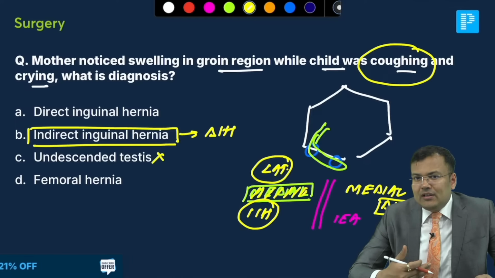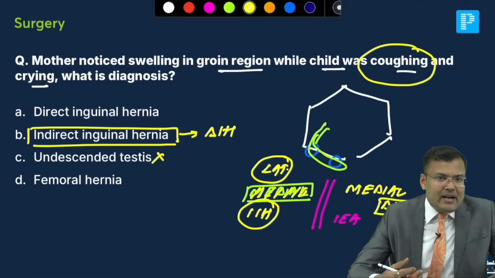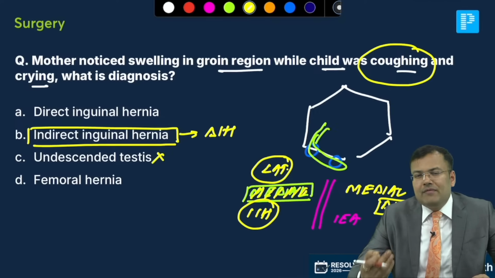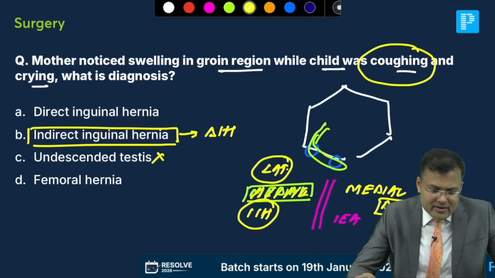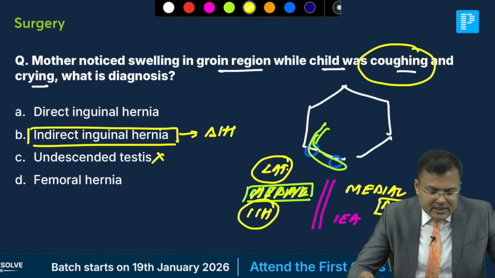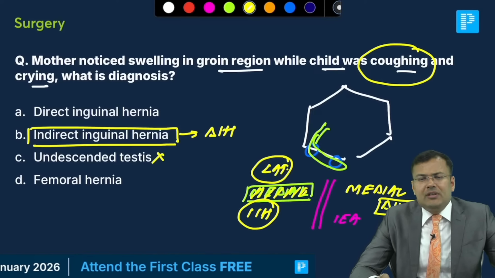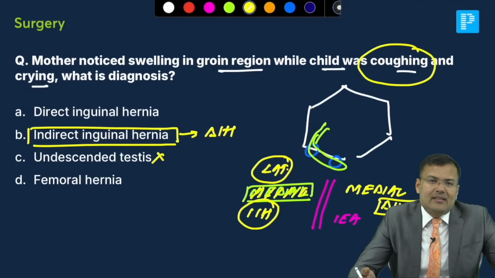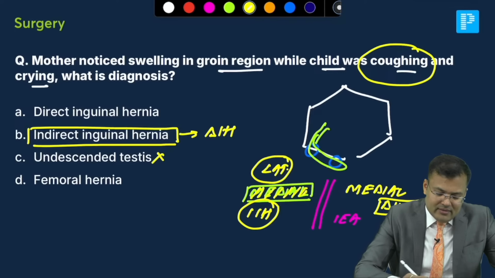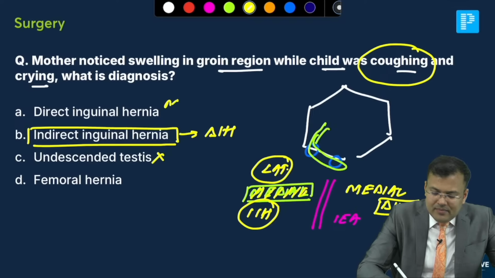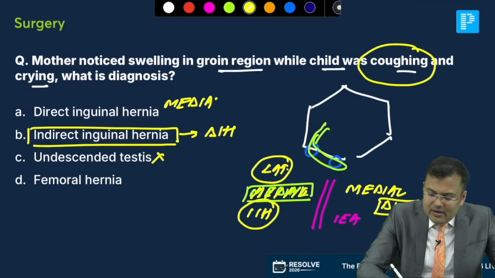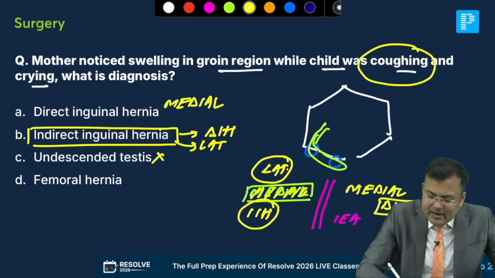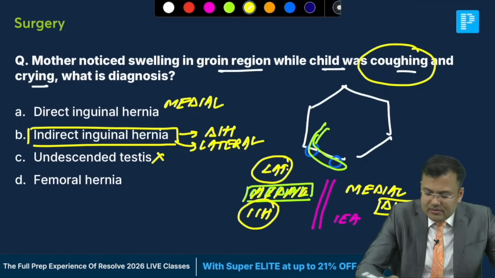If it's lateral to inferior epigastric artery, indirect inguinal hernia. If it's medial to inferior epigastric artery, that's direct inguinal hernia. Got it? Just medial, nothing was mentioned, just medial, so medial to what? If the medial location is there, guys, it is direct. Lateral is indirect. Okay? So here if medial, it is direct. If it's lateral, indirect. Depending upon the question language.